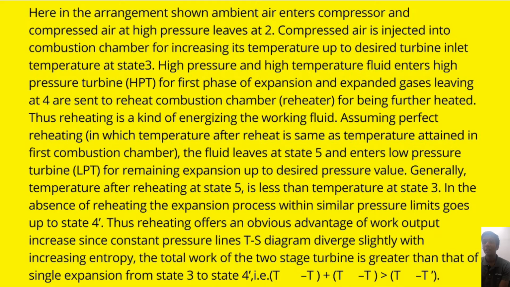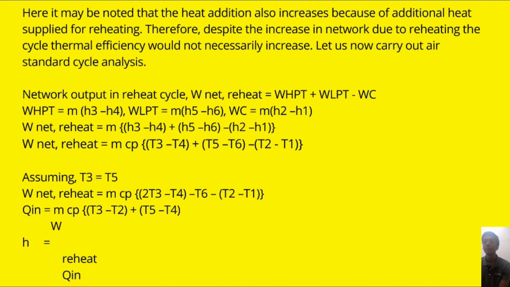In the absence of reheating, the expansion process within similar pressure limits goes up to state 4. Thus, reheating offers an obvious advantage of work output increase. Hence, constant pressure lines on the TS diagram diverge slightly with increasing entropy. The total work of the two-stage turbine is greater than that of single expansion from state 3 to state 4.